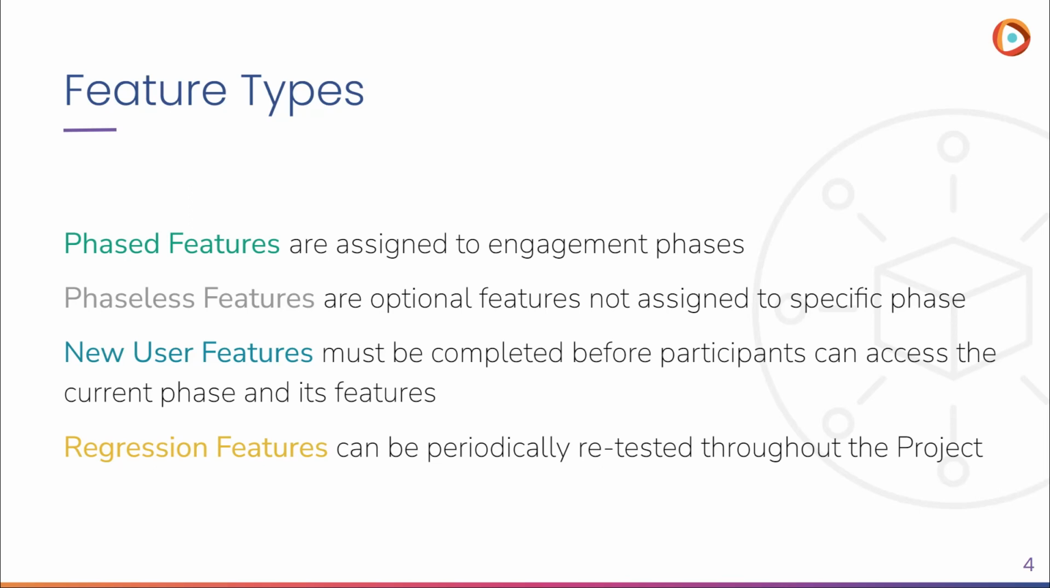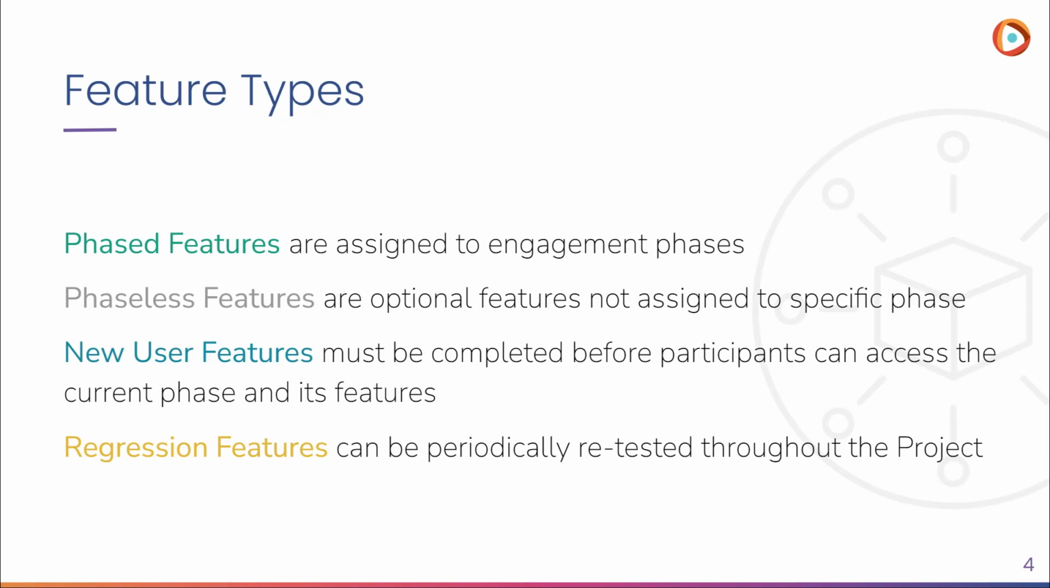Now phaseless features are optional, and they're not assigned to a specific phase. This is really great for like a miscellaneous feature type, where testers are still submitting feedback, but maybe that feedback doesn't pertain to any of the features that we have planned out within our project or within our test plan.